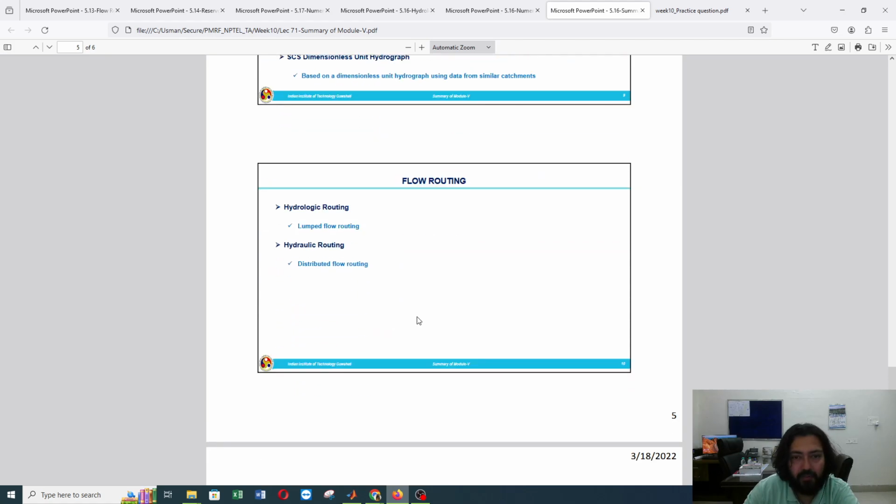Then in today's class we talked about flood routing or flow routing. We talked about two types of flood routing, that is hydrologic and hydraulic routing. Then we talked about the difference between the two. For hydrologic routing the equation is the continuity equation, right? For hydraulic routing it is continuity plus momentum equation, which is nothing but Saint-Venant's equation, right?